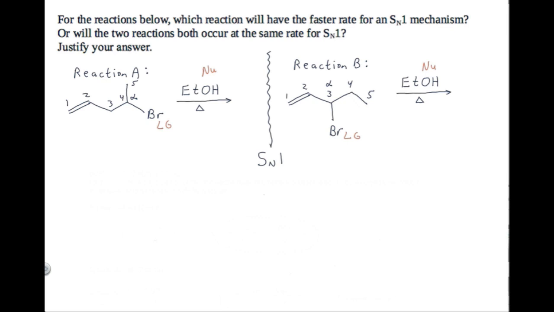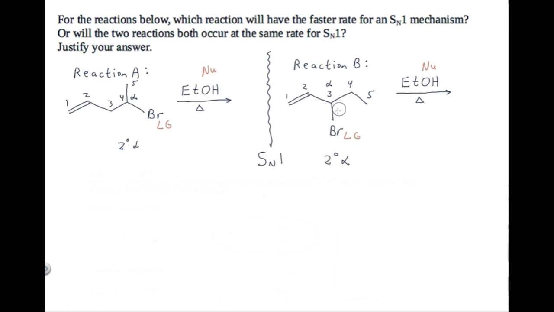Well, we'll start by checking for primary, secondary, or tertiary. Carbon 4 is a secondary alpha carbon because it's attached to 2 carbon chains. But carbon 3 is also a secondary alpha carbon, because carbon 3 is also attached to 2 carbon chains. Well, that doesn't help us because remember we're trying to find some way in which these compounds are different. They both have alpha carbons that are secondary, so that's not a difference between them.